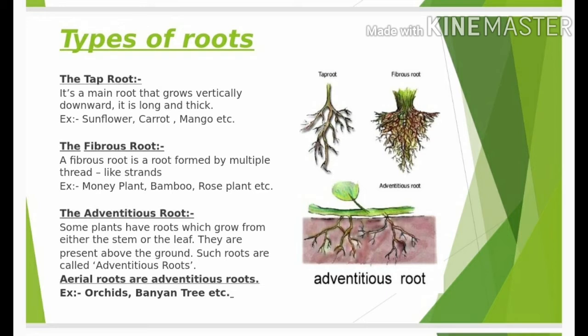The next one is the adventitious root. Some plants have roots which grow from either the stem or the leaf. They are present above the ground. Such roots are called adventitious roots. Aerial roots are adventitious roots. They are found in different plants such as orchids, mangroves, banyan trees, etc.